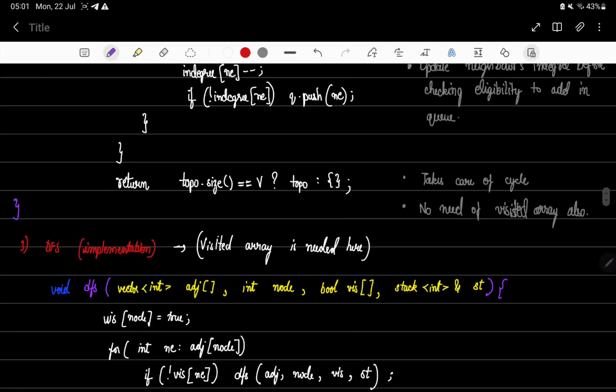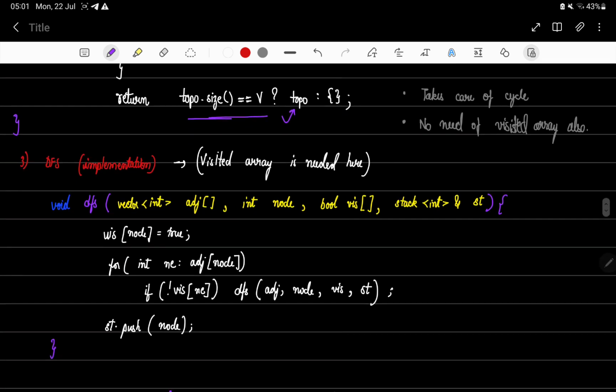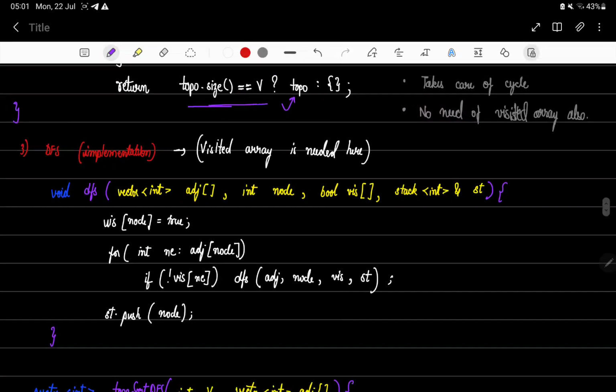If it is lesser than the number of vertices, if it is only equal to the number of vertices, we know that it is a valid sort. If it is not, then we just return the empty array. This is how a cycle can also be formed.